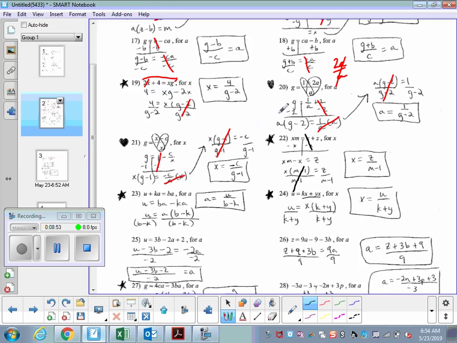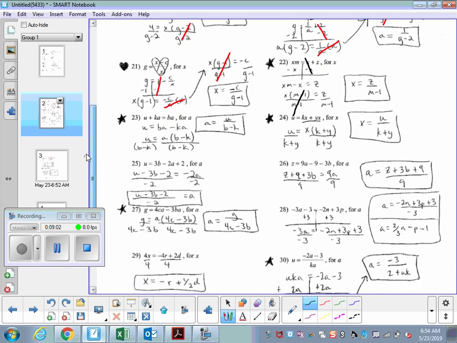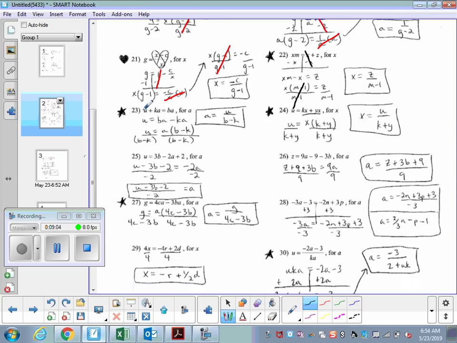So you can see these problems have something very similar going on, where once you factor it out, you're dividing both sides by that term. So by now, you're probably starting to get the hang of that. Here's another one with the factoring.